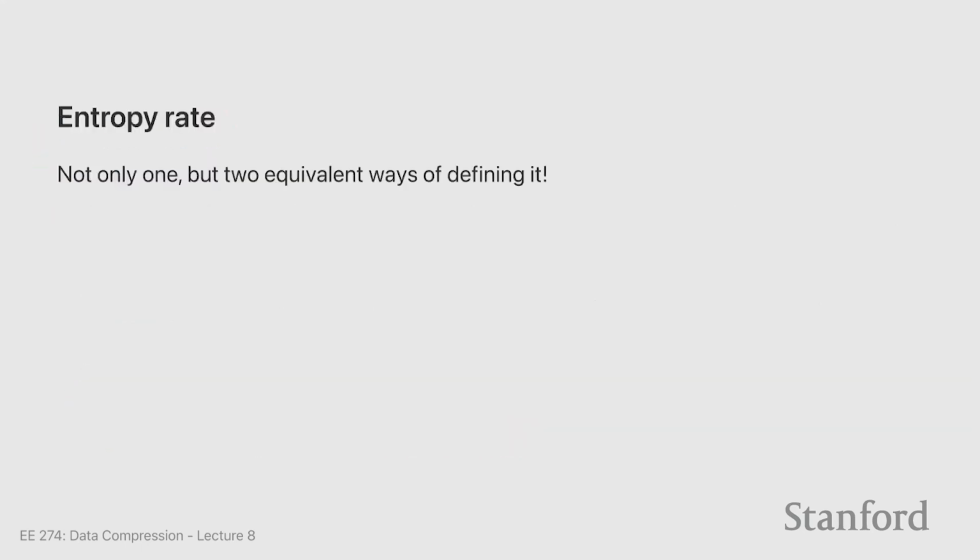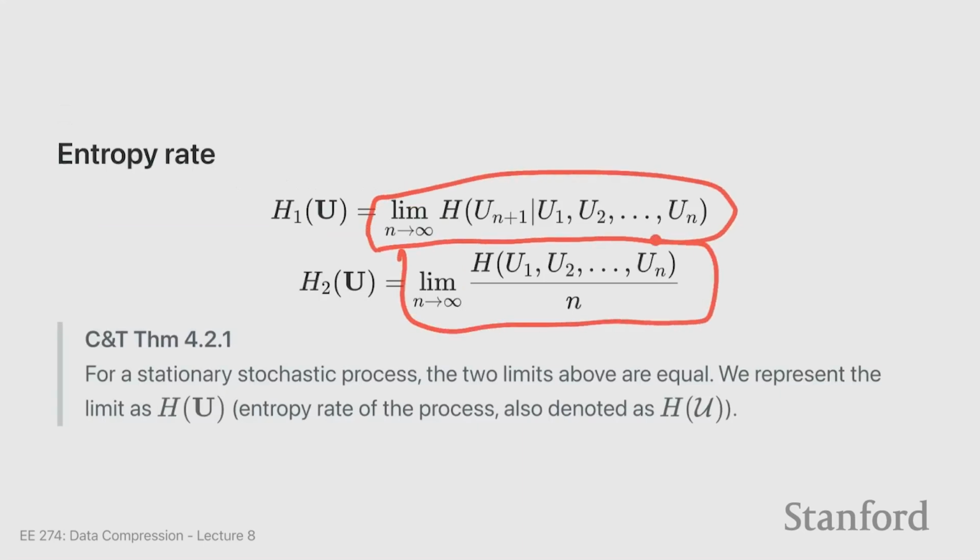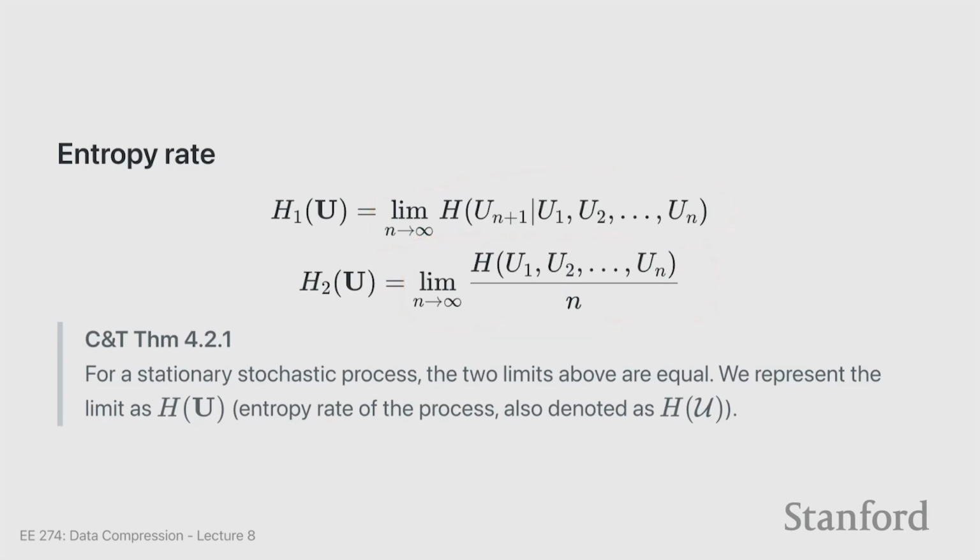And not only one, but two ways of defining it, right? So you like sort of buy one, get one free sort of deal. There are these two definitions. We won't go into the proofs, we won't go into the specifics, but the basic idea is that the entropy rate of a stationary process is defined in two ways.